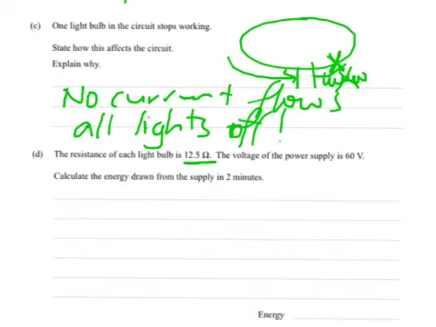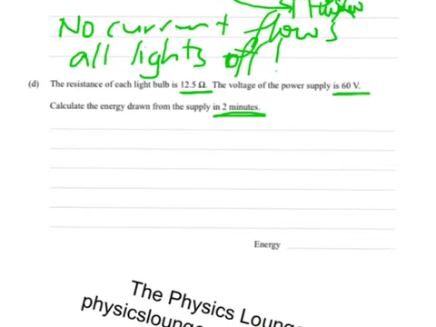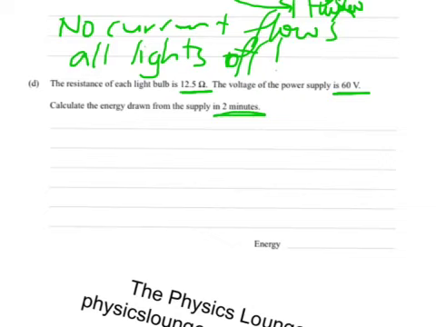D. The resistance of each light bulb is 12.5 ohms. The voltage of the power supply is 60 volts. Calculate the energy drawn from the supply in 2 minutes. Okay, so what I like to do with questions like this is to write down everything I know, and write down what I'm trying to find out, and then I'll look at equations that link these things. So this is clearly a slightly trickier question.